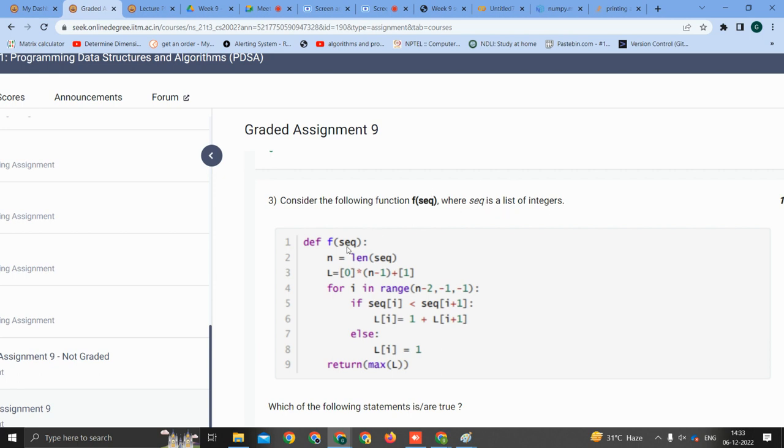So they're saying that sequence is a list of integers. Let's give input as 1, 2, 3, 4. Okay. So 1, 2, 3, 4 is a list of integers, and n is going to be what? 4. Very good. So what is L?